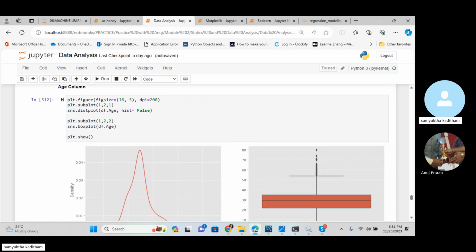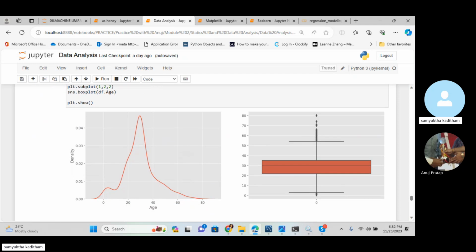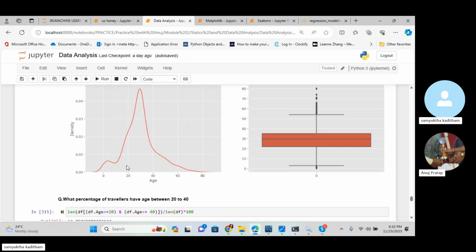Then the age column, only the age column remains. The age column is also a numerical column. We just plotted the distribution plot and box plot. People between 20 and 40 are more compared to other ages. Here also, between 20 to 40, the age group has more people.